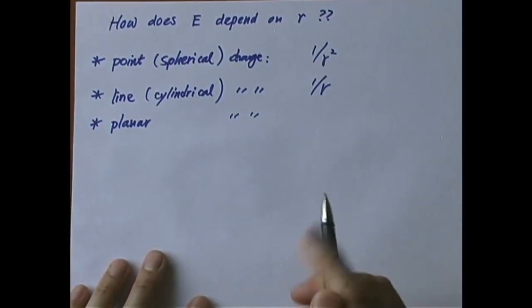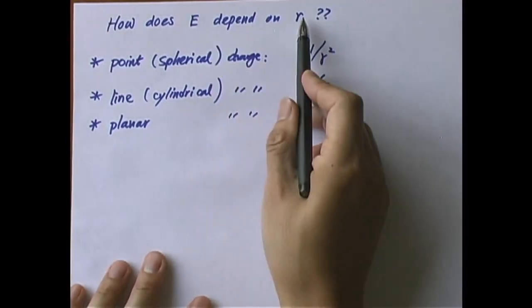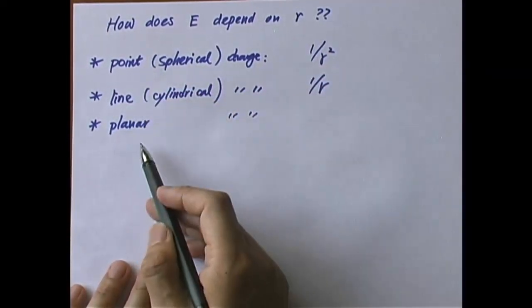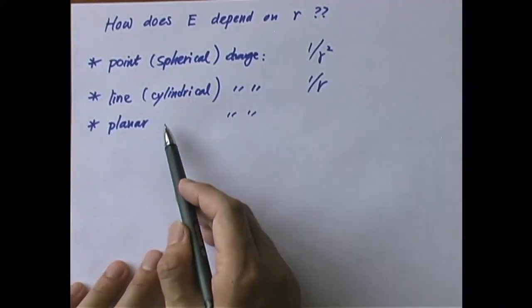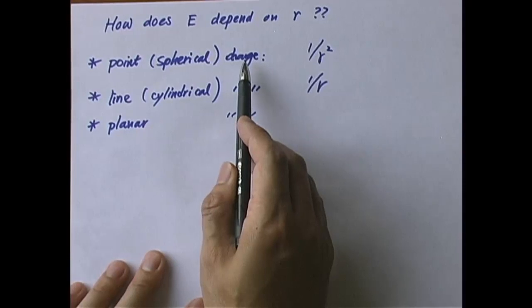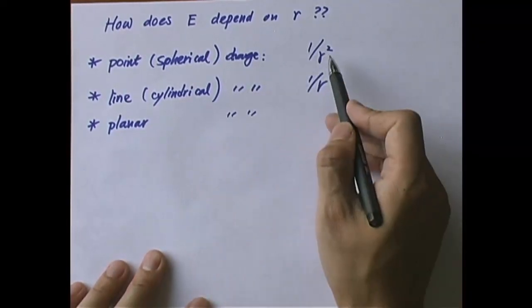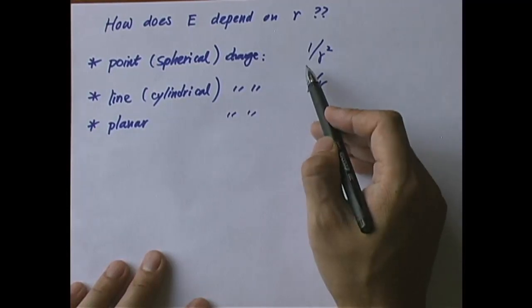Okay, an interesting topic would be to compare the dependency of the electric field on the distance away from the source for these different symmetries. We have studied three symmetries: spherical, cylindrical, and planar symmetry. We learned that for any spherically symmetrical charge distribution, the electric field should behave like 1 over r squared. R is the distance between the point of interest and the center of symmetry.